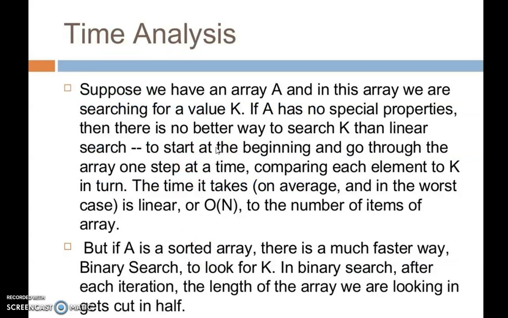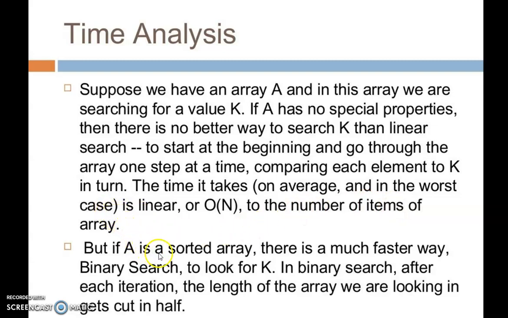Now we'll see the time analysis. Suppose we have an array A, and in this array we are searching for a value k. If A has no special properties, then there is no better way to search for k than linear search: start at the beginning and go through the array one step at a time, comparing each element to k. The time taken on average and in the worst case is linear, or O(n), in the number of items of the array.